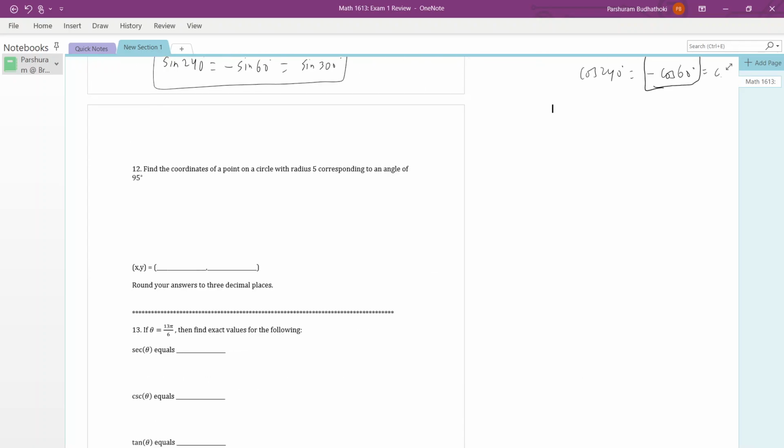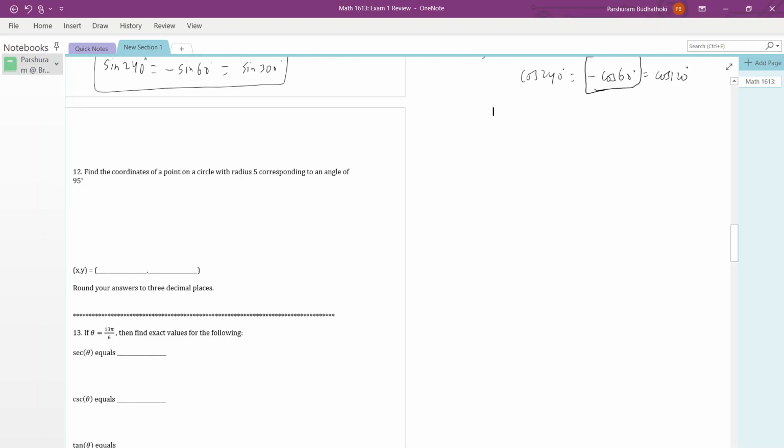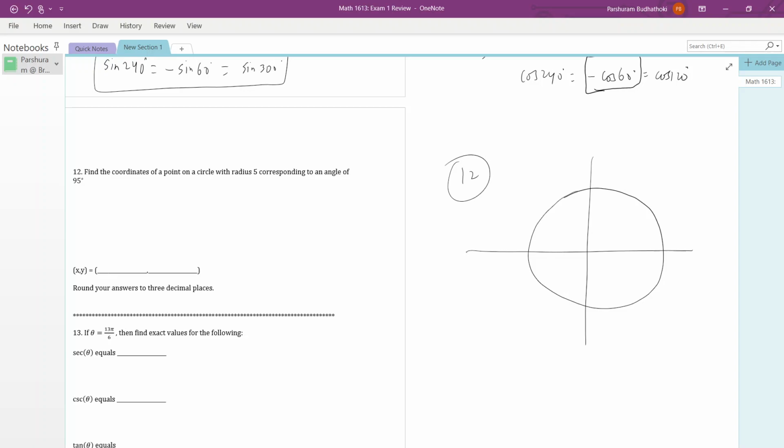Let's go to problem 12. Find the coordinate of a point on a circle with radius 5. So for this one, let's draw a circle here. Problem 12. Let's say this is a circle. Find the coordinate of a point on a circle with radius 5 corresponding to an angle of 95 degrees. So 95 means somewhere here, because it should be greater than 90.